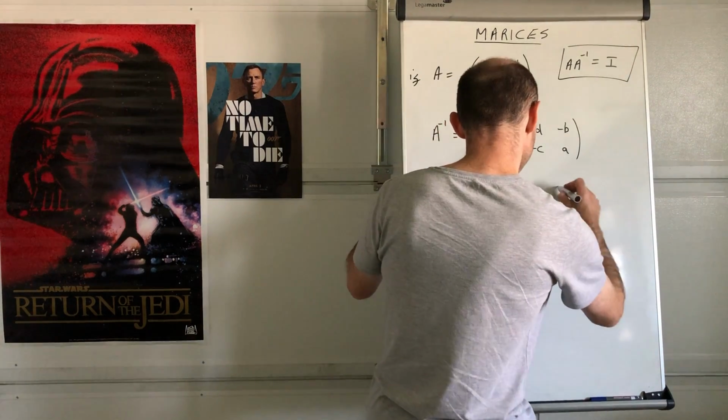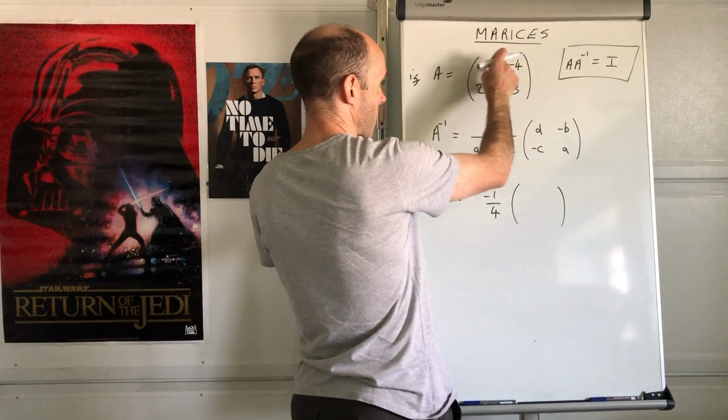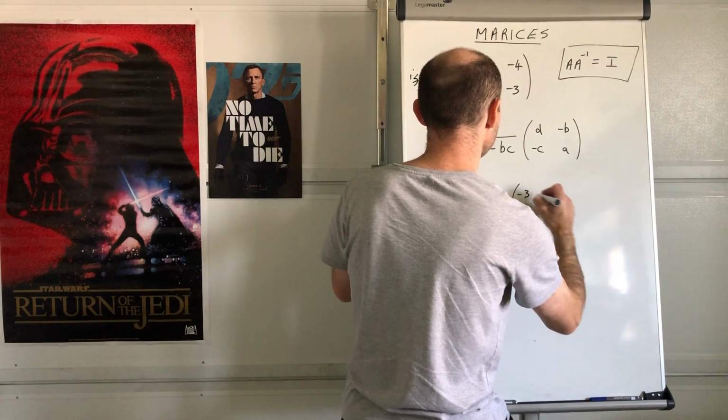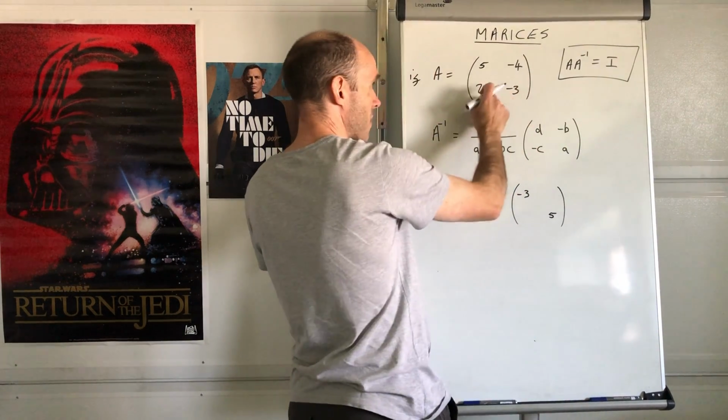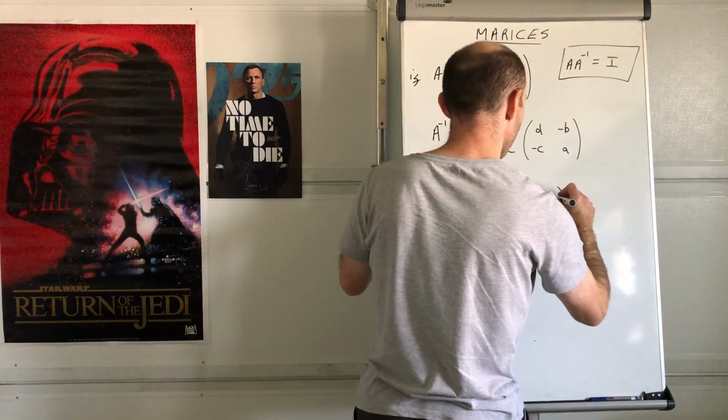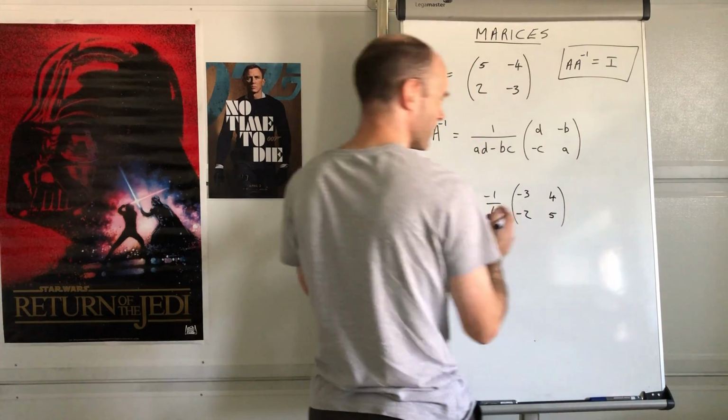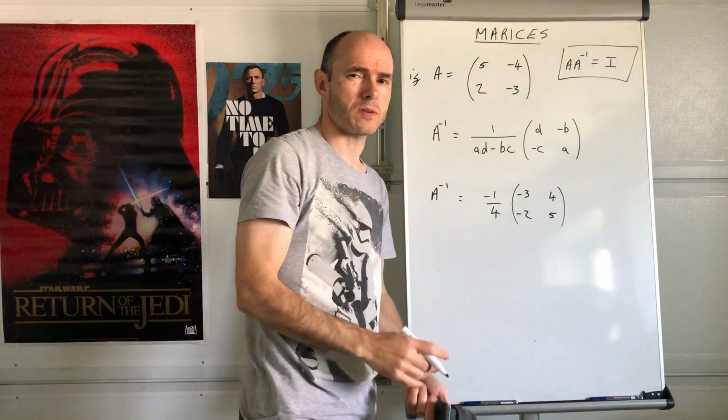And then we'll do this method of swapping those two around. So that will be -3, 5. Multiply those by -1, so that will be 4. And then that will be -2. That's it, done. There's no working into showing, that's it.